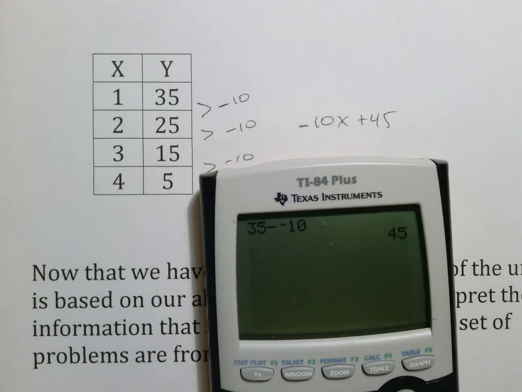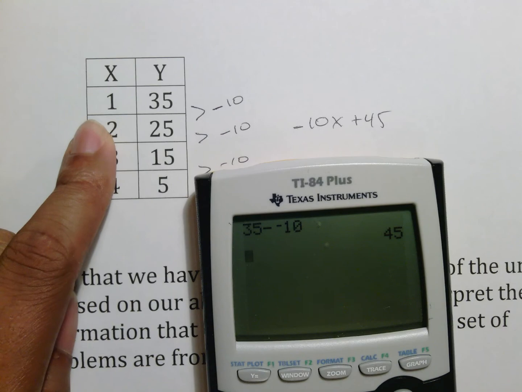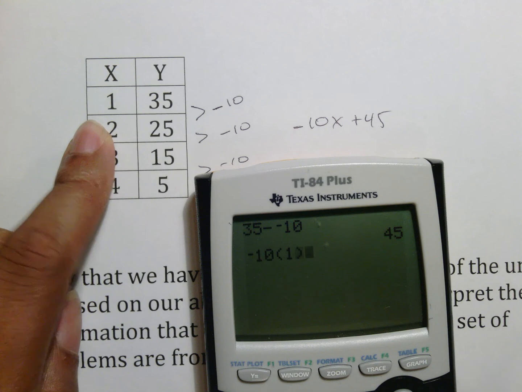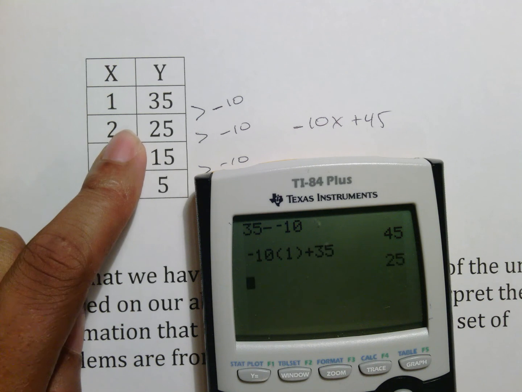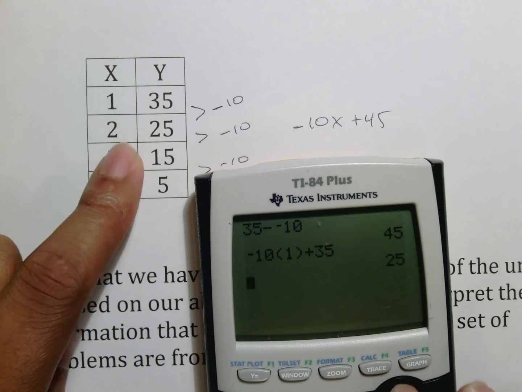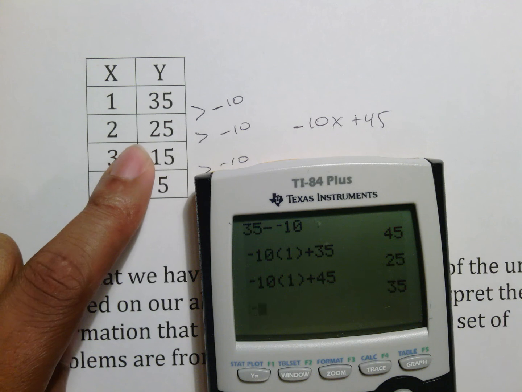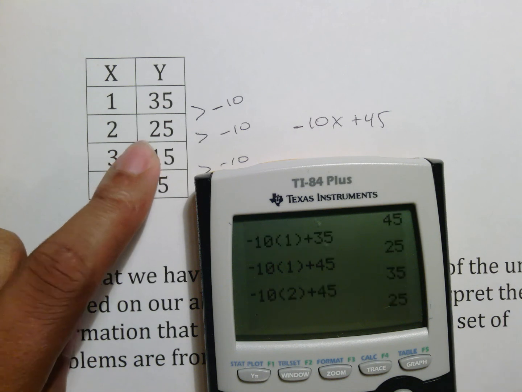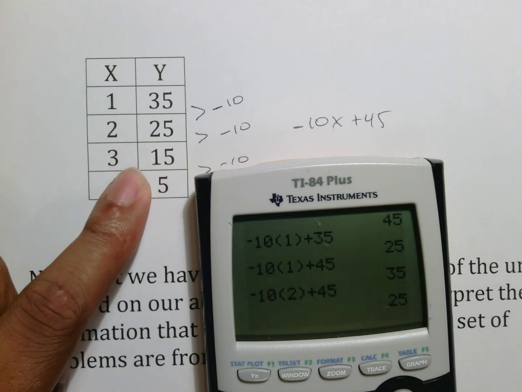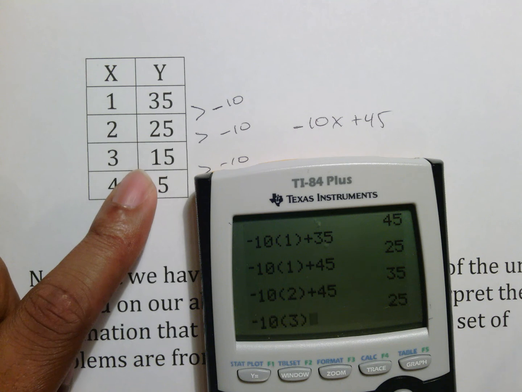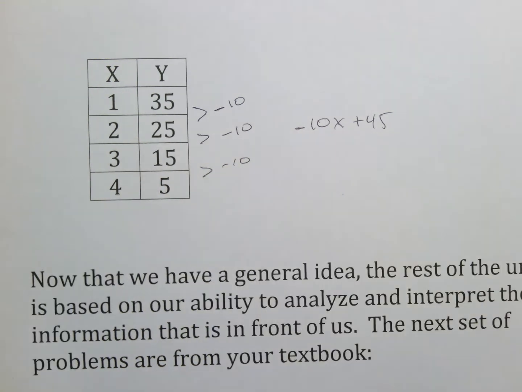And again, that's the beauty of this, is that you can check it on your calculator. Negative 10 times 1 plus 45 gives me my 35. Negative 10 times 2 plus 45 gives me my 25. Negative 10 times 3, just to check three numbers because usually 3 is a good indicator, plus 45 gives me my 15, which tells me that we're okay.